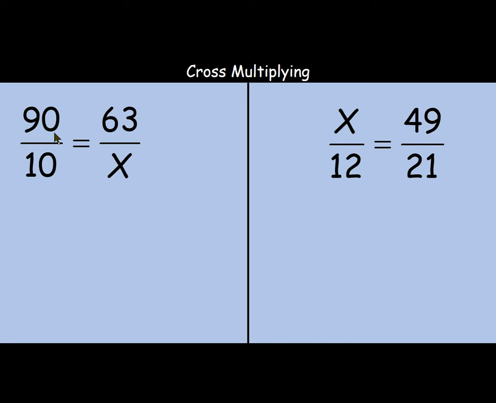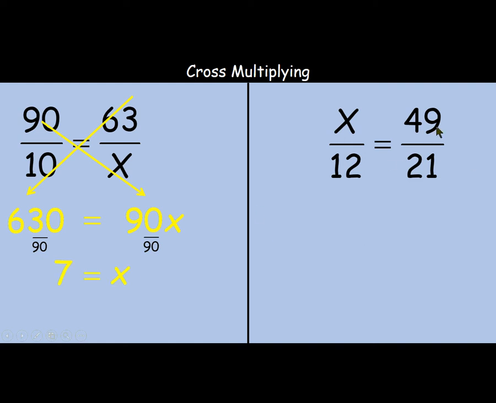So in the problem we just did, we did 90 times x, and that gave us 90x, multiplying diagonally. You're going to do the same thing in the problem over here on the right. You probably will need a calculator and maybe a little bit of scratch paper. Then the next thing we're going to do is multiply down the other diagonal. 63 times 10, we got 630, and you'll do the same thing in the problem on the right. Set them equal to each other, and we have a really simple Algebra 1 problem to solve. In this case, all I have to do is divide both sides by 90 to get 7.